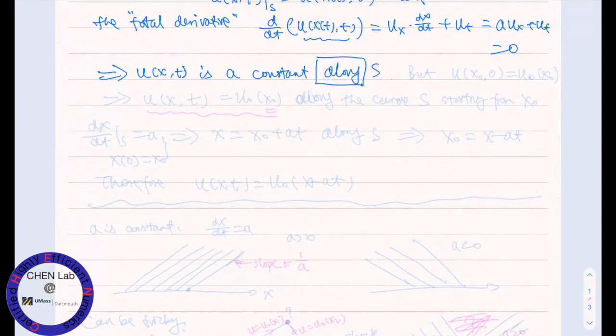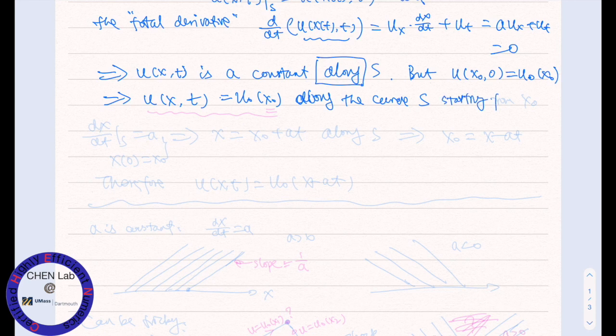But we know one value along this S. But u at x0, at t equal to 0, we're given the initial condition, right? u sub 0. You're given the initial condition. So this means u of x, t is equal to u0 at x0 along the curve S.